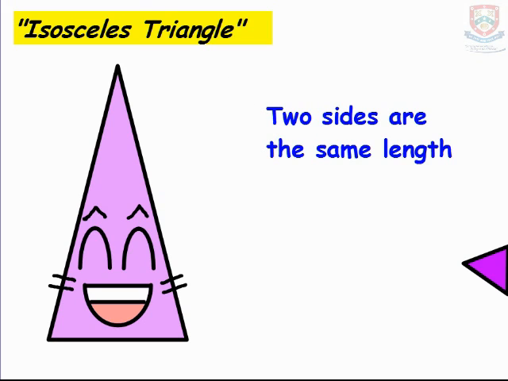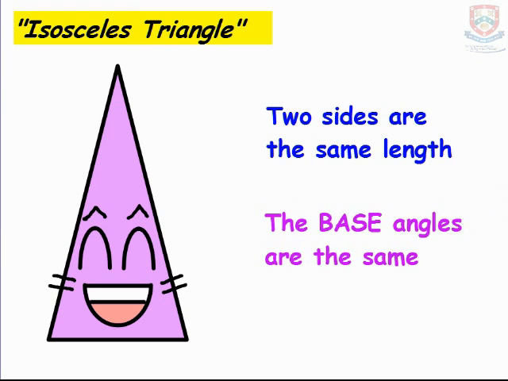The other unique property of an isosceles triangle is that the two base angles are the same as well. Now a base angle is formed at the bottom of these two equal lines. So in this case, there's one angle here on the bottom left and one on the bottom right. These are both exactly the same, making the isosceles triangle completely symmetrical. We're going to use this second property to find missing angles in an isosceles triangle.